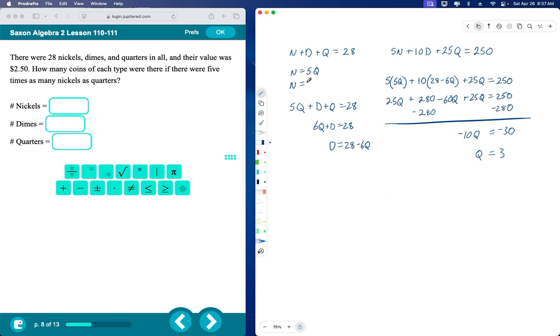N is equal to 5 times 3, that's 15. And D is equal to 28 minus 6 times Q. So D is equal to 28 minus 18. That's going to be 10. So I have 15 nickels, 10 dimes, 3 quarters.